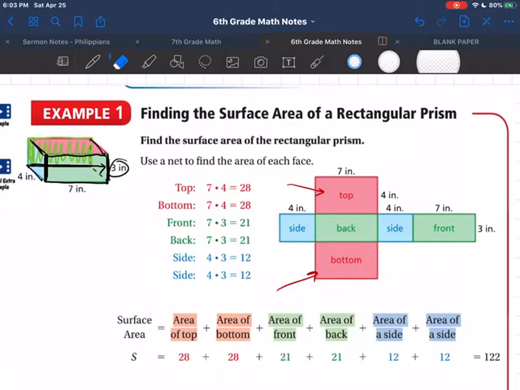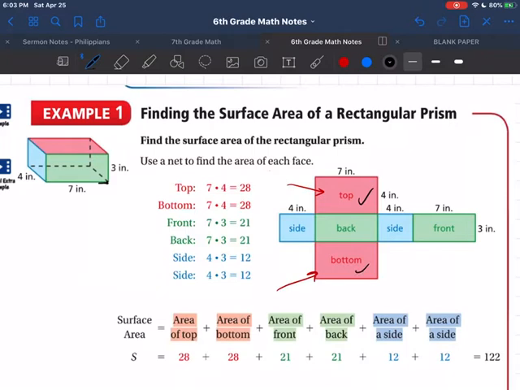Okay, and so with the surface area of the whole thing, let's look at that for a second. The surface area of the whole thing is simply the area of all of these things, right? So this, and these two are the same. We've already done those, right? So 28. Another way to look at it is times 2. So we could have 28 times 2 plus 21 times 2 so far.